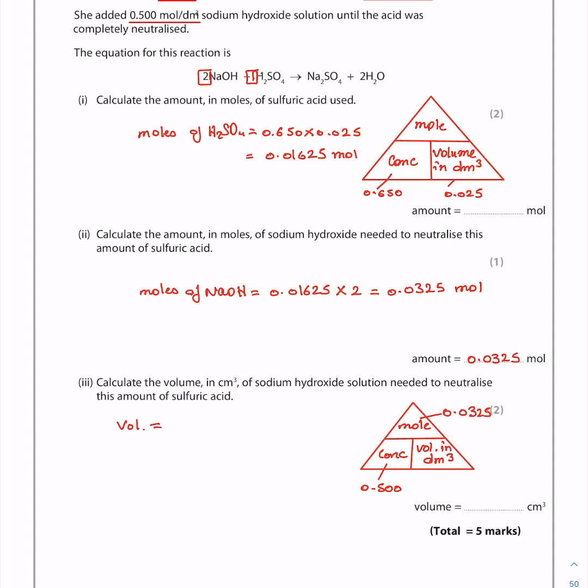الفوليوم of sodium hydroxide is equal to moles 0.0325 over الكونسنتريشن 0.500. ده هيطلع معانا 0.065 cubic decimeter. بس عشان الانسر لازم نطلعه in cubic centimeter، يبقى نعمل 0.065 times 1000 يبقى تطلع 65 cubic centimeter. يبقى الانسر هنا 65 cubic centimeter.